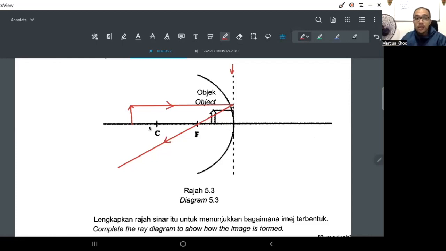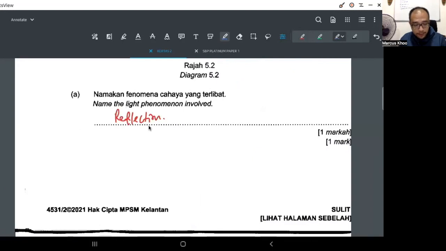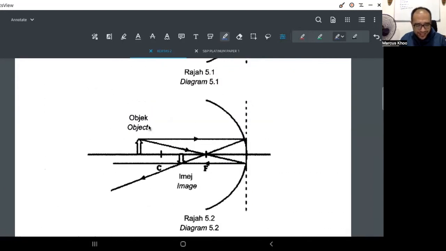The second one will pass through C. That is a very normal one. So the second ray will pass through C, everybody, and you need to make sure that it touches here. It will pass through C and just come back at C. So it will be drawn like this and it is shown here.